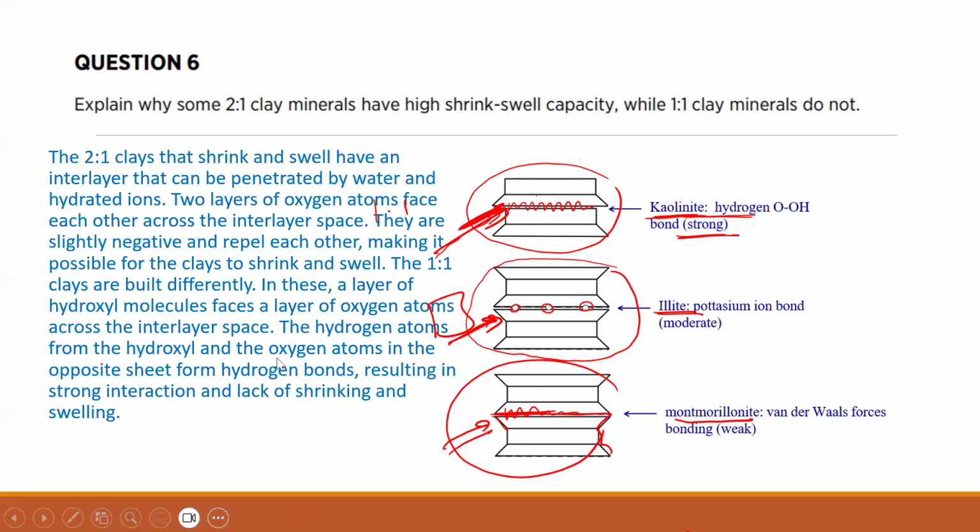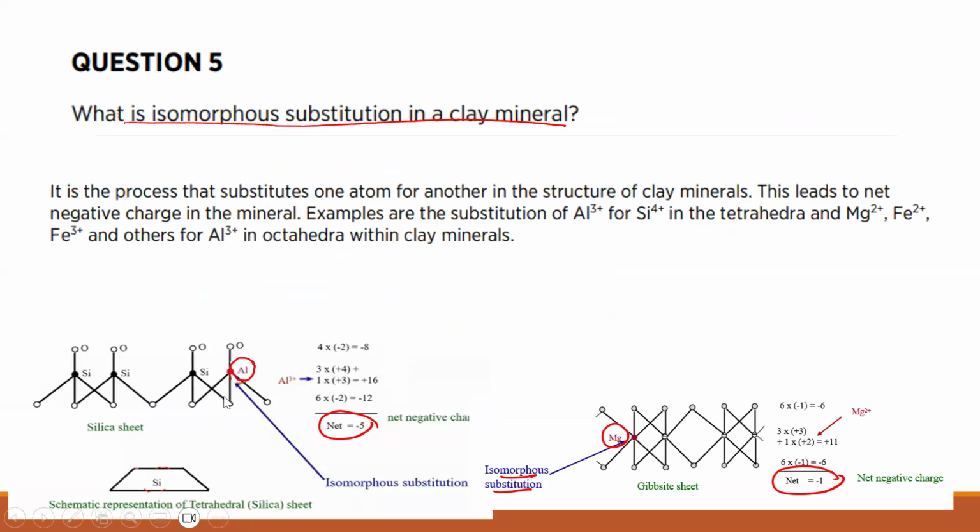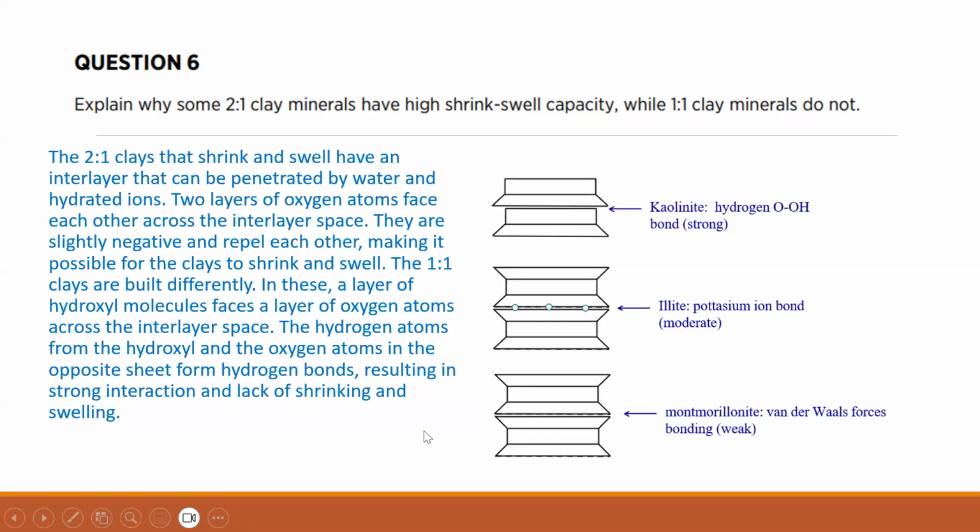I think I have explained everything, but let me just read this. The 2:1 clay that shrink and swell have interlayers that can be penetrated by water and hydrated ions. Two layers of oxygen atoms face each other across the interlayer space. That is the structure that we have here. They are slightly negative and repel each other, making it possible for the clay to shrink and swell.